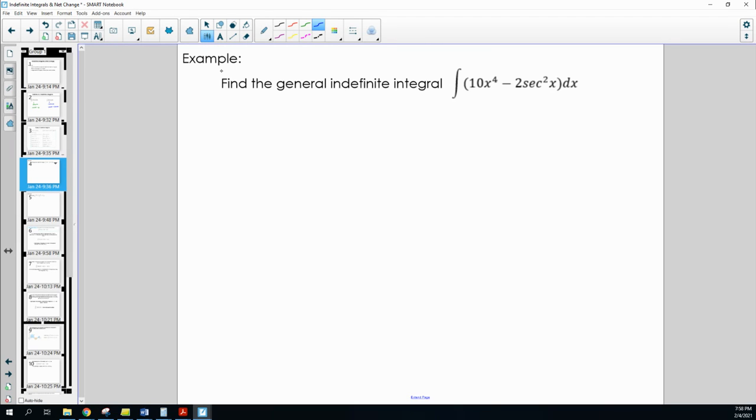Find the general indefinite integral. This is the same thing as saying, what is the antiderivative? It's just that instead of saying the word antiderivative, it has this symbol of the integral with no upper or lower limit. So we can do this one of two ways.